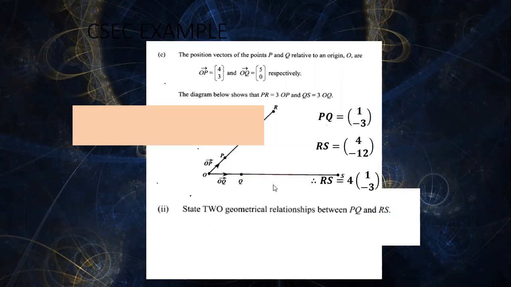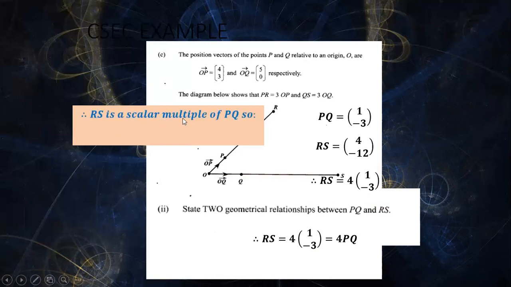You guys awesome? Now, what is 1, negative 3? 1, negative 3 is PQ. So therefore, RS is equal to 4 times 1, negative 3, which is equal to 4PQ. So based on this, what can we conclude about PQ and RS? RS is a scalar multiple of PQ, so RS is parallel to PQ. Right, that makes sense. And RS is 4 times the length of PQ.